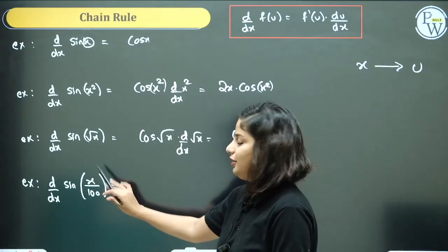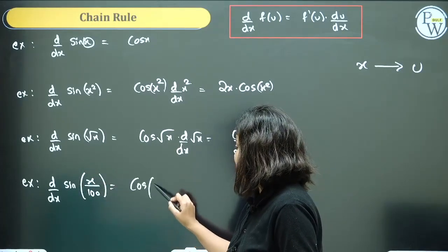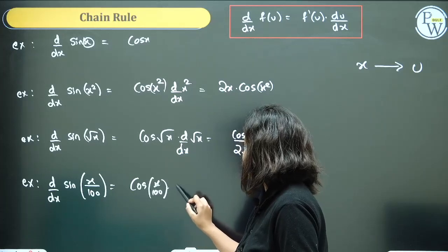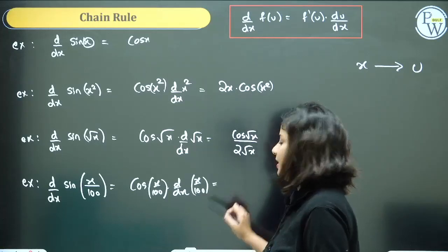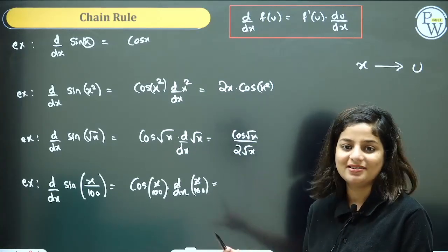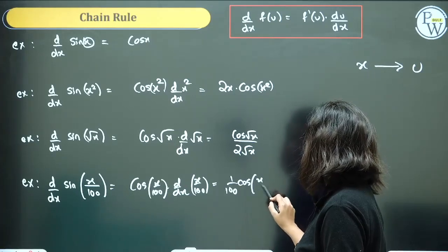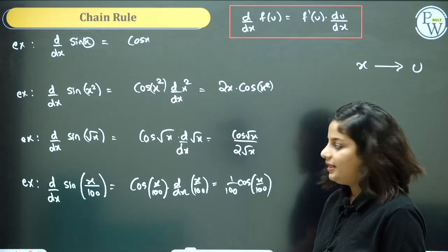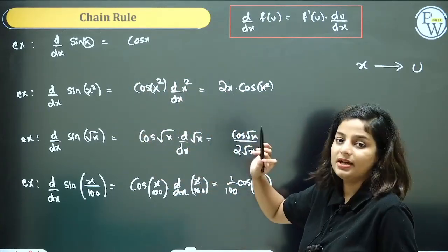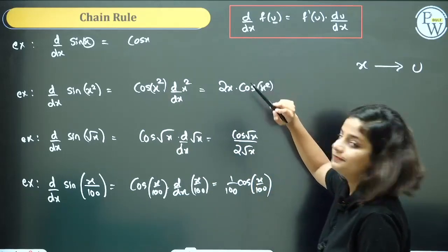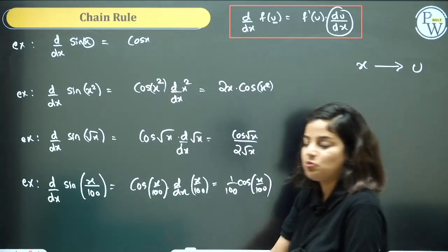Similarly, derivative of sine x is cos x. Derivative of sine x by 100 will be cos x by 100. But by chain rule, multiply with derivative of x by 100. What is derivative of x by 100? 1 by 100 is constant, x derivative 1. So 1 by 100 into cos x by 100. Can you all understand that whenever we have something other than x, you are multiplying with its derivative? When you have something other than x, you have to multiply with its derivative. That is what chain rule is.